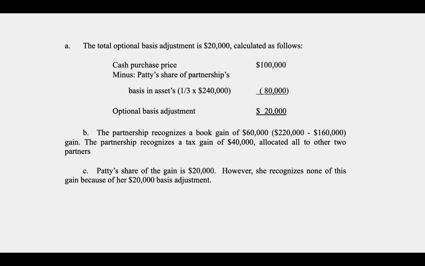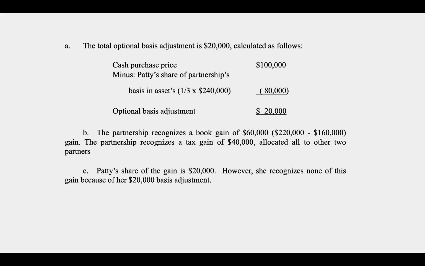And we would do it like this. It would be a $20,000 adjustment. And we would compare the purchase price minus Patty's share of partnership's basis in the assets. So the partnership's total inside basis is $240,000. Patty's share is 1/3 of that, so $80,000. So the optional basis adjustment is $20,000. And that applies just to Patty.